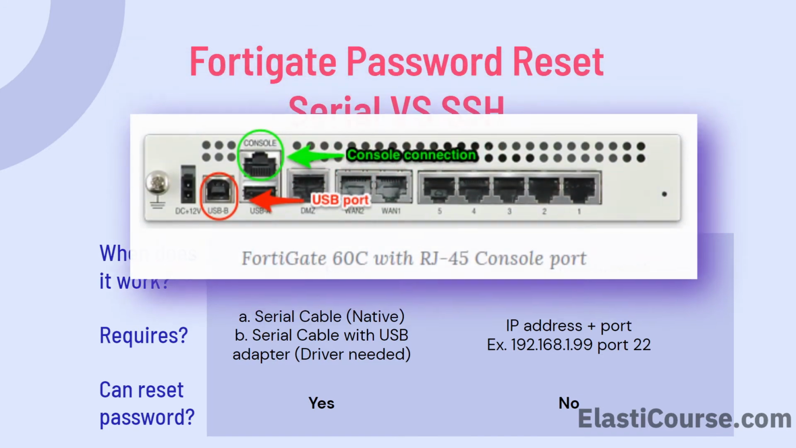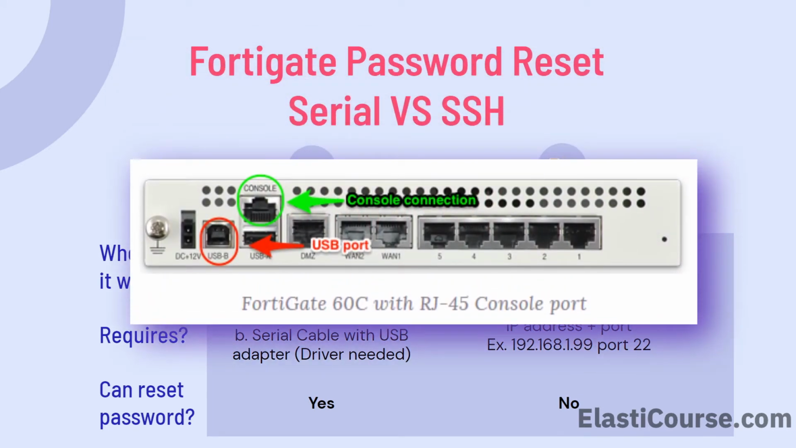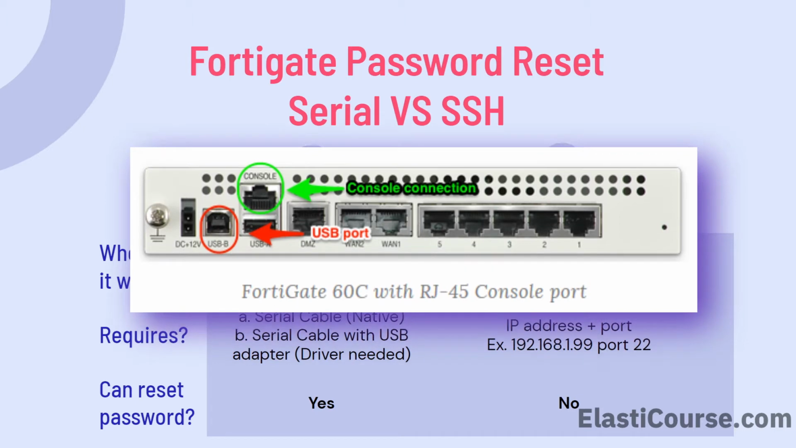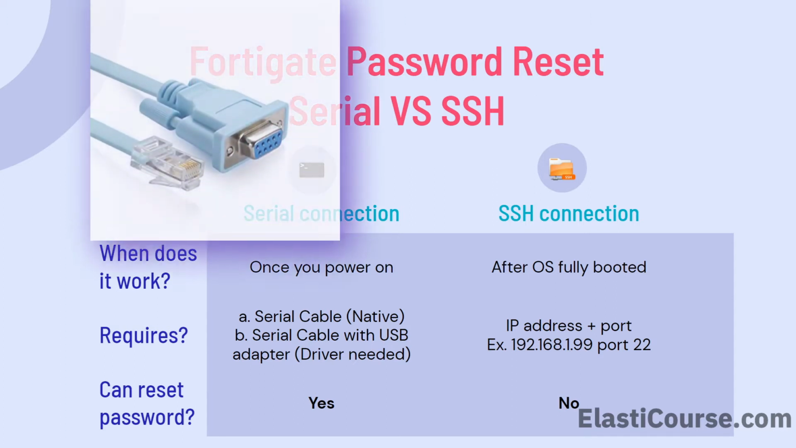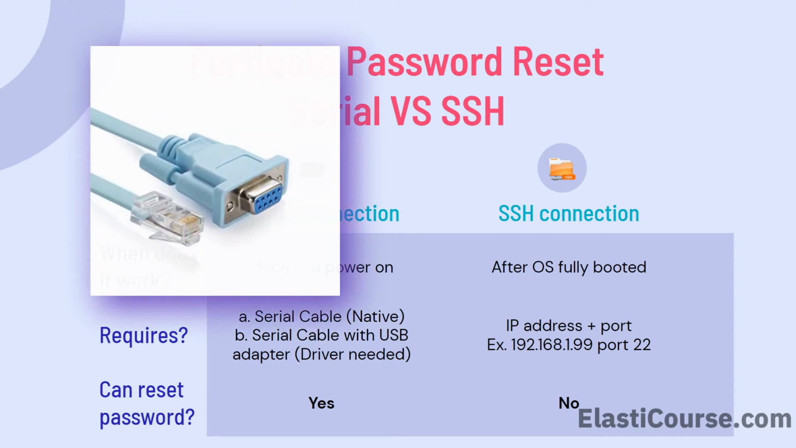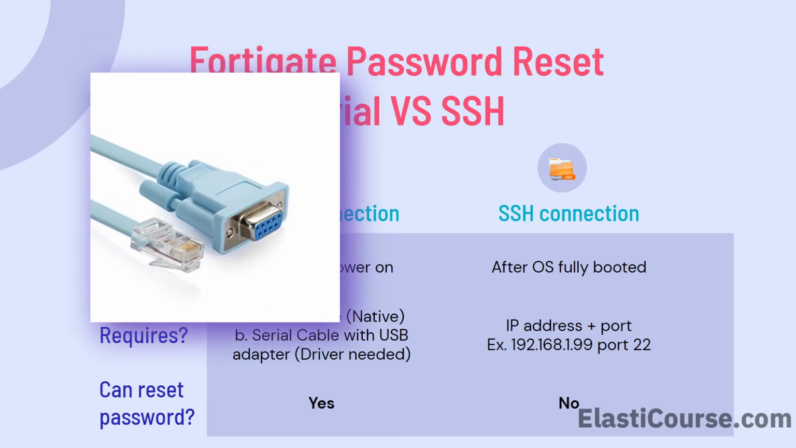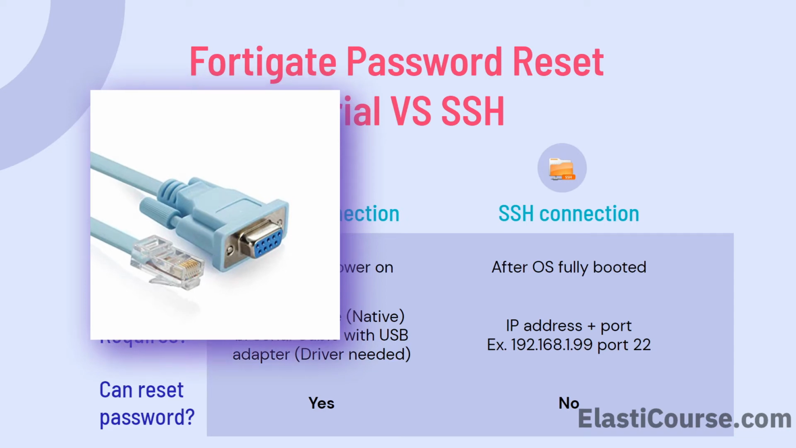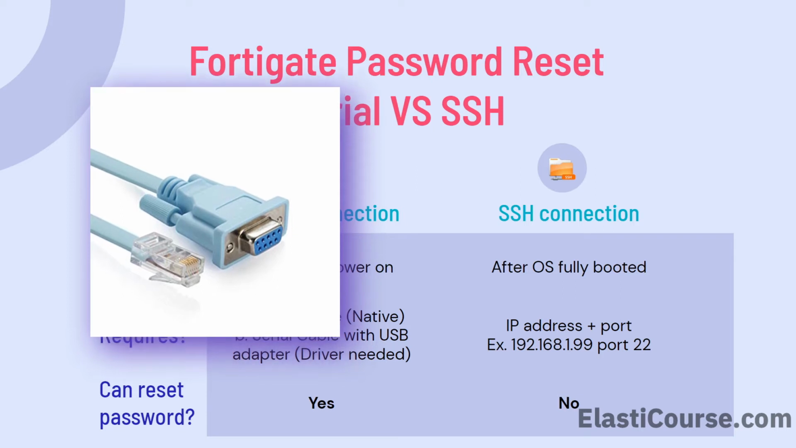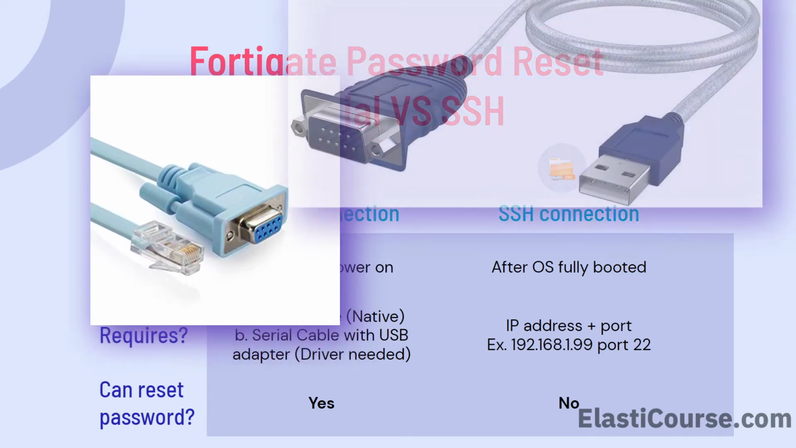Now, the serial connection will look like a normal Ethernet port in your firewall, but it's not just a normal port. You use a special cable with this that comes with most Fortigate firewalls. It's called a serial cable. So on one end, it's RJ45, just a normal Ethernet cable. But from the other end, it's this legacy serial cable that most of our computers today in 2020 do not have this port available. So this is going to be only available in older computers, but there is a workaround for this, which is buying a USB adapter.